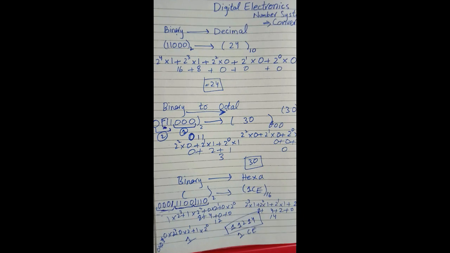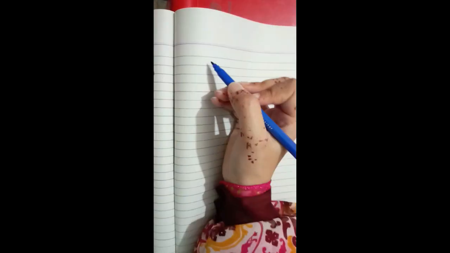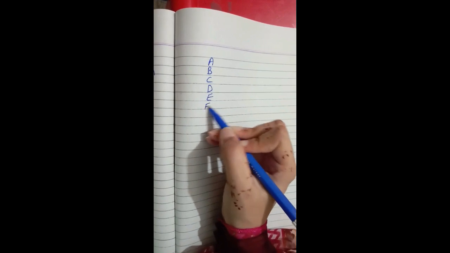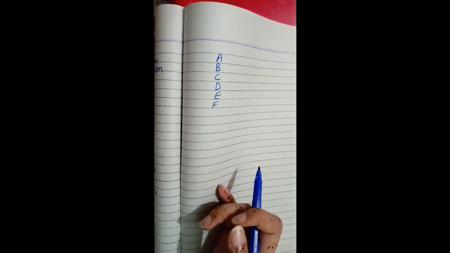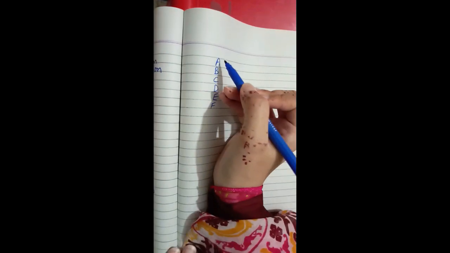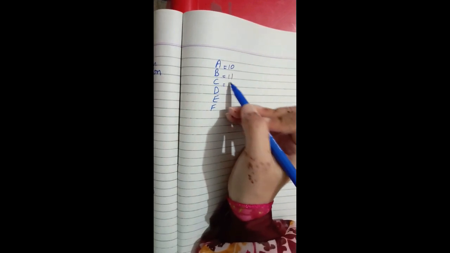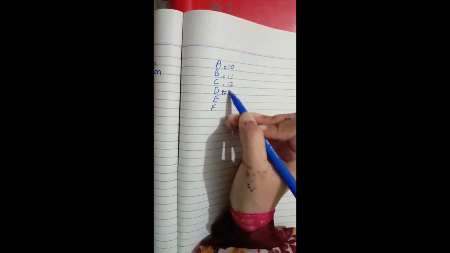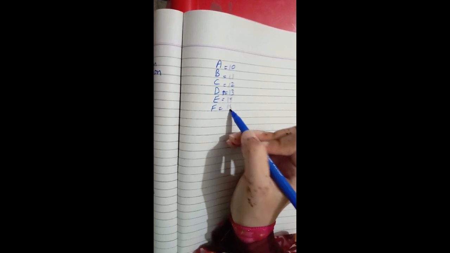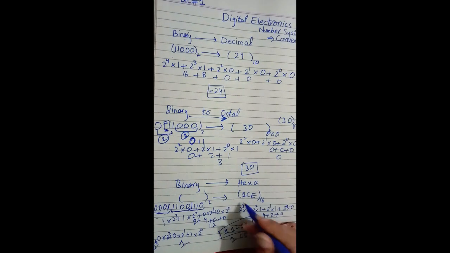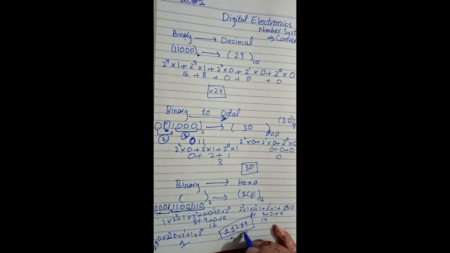Okay, in hexa we have A, B, C, D, E, F. Like these alphabets, we will take them equal to 10, 11, 12, 13, 14, 15, and so on, only in hexa, okay? This will continue. So here for the hexa we have 1 C E, like 12 which is equal to C and 14 which is equal to E. The final answer is 1 C E. These are the conversions from binary to decimal, octal and hexa.